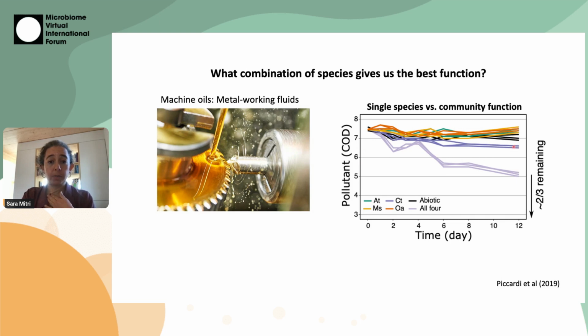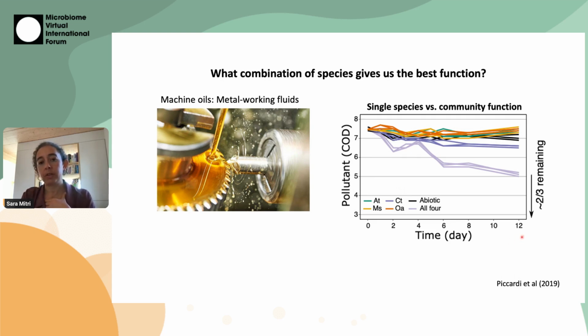You see each of the species alone cannot really reduce the pollutant so much, but if you put all four together, they can work well together to reduce the pollutant. However, there's still quite a bit of pollutant remaining. Okay, so the y-axis actually doesn't start at 0, so we end up with around 5, when ideally we would be able to remove all the toxicity.